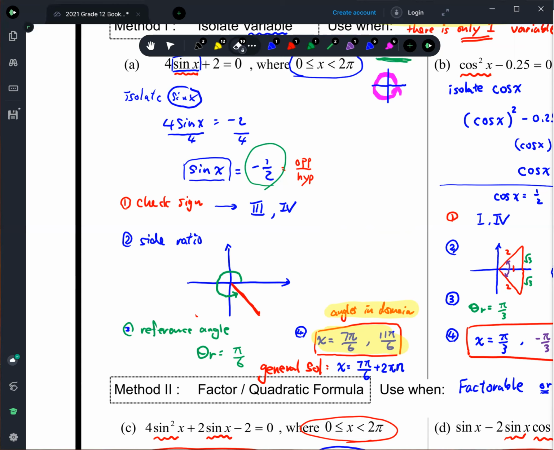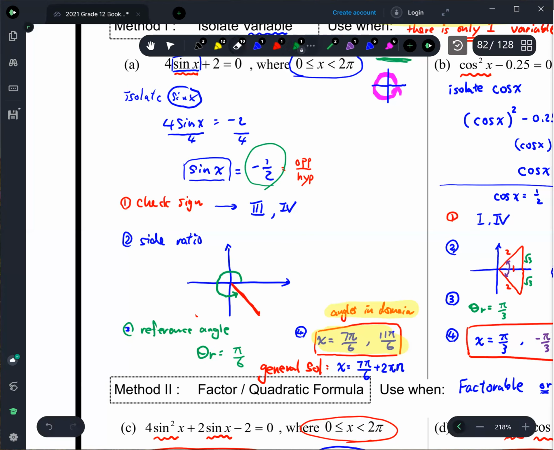Last week we had two answers. One is 7 pi over 6. What's the other one? Do you see inside the red box? We have 11 pi over 6. Can you say that again? Is it 11 pi over 6? Yeah, that's the second answer. That's in quadrant 4. So that's 11 pi over 6.